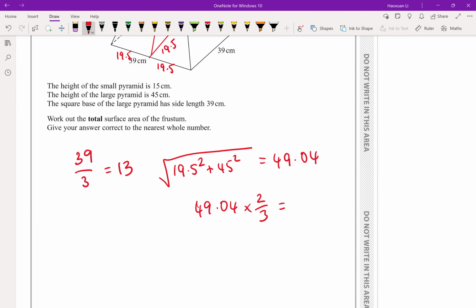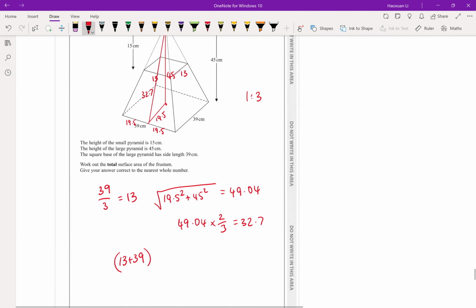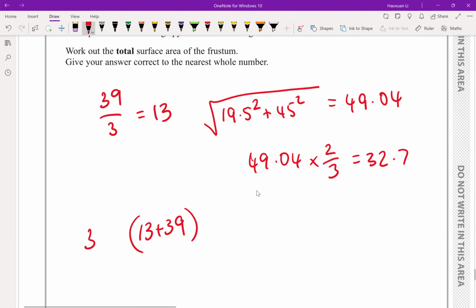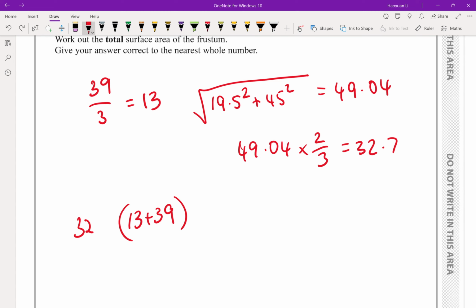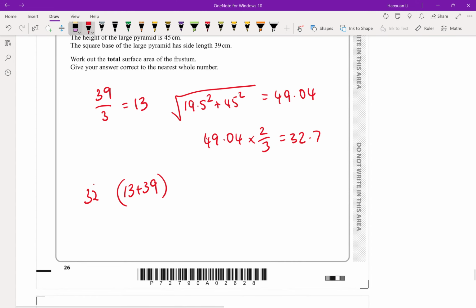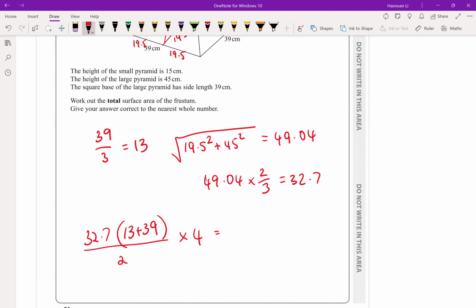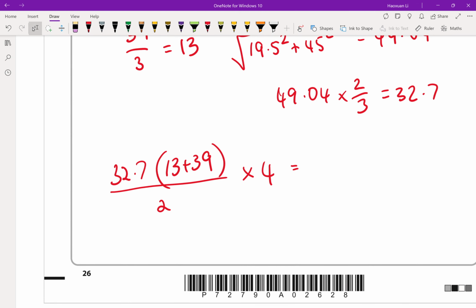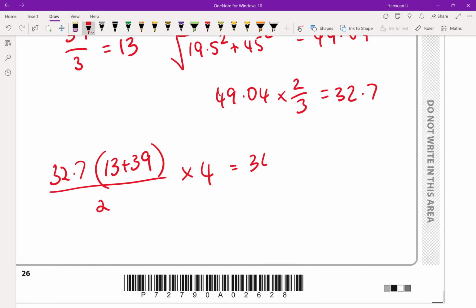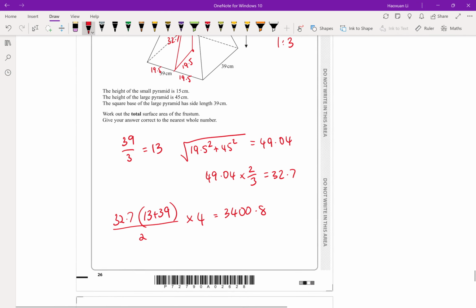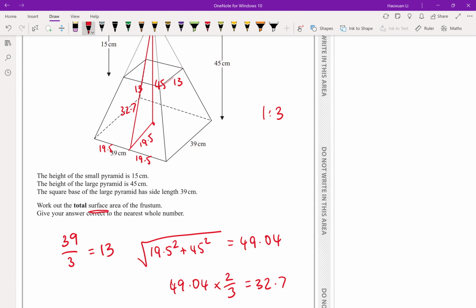So if you work out the area of the trapezium, this should give 13 plus 39 times the height. So the height is 32.7, divide this by 2, and remember to times it by 4 because there are 4 sides to it. So 32.7 times 13 plus 39 divided by 2 times 4. So this should give 3,400.8. But that's not the end of it, because it's the surface area, so it's all the faces.